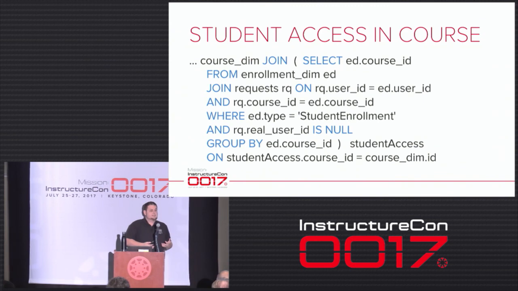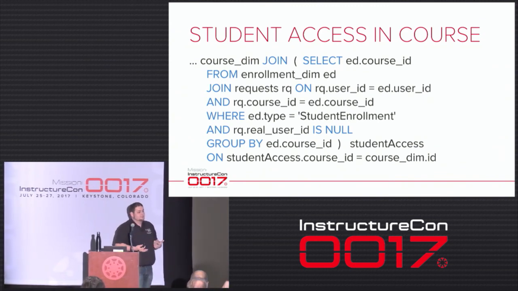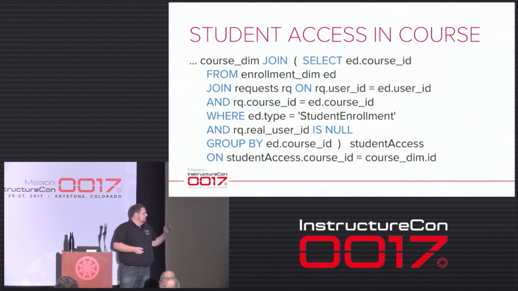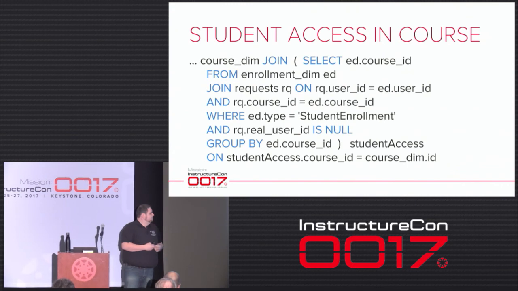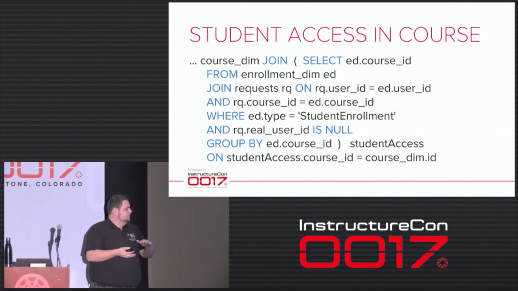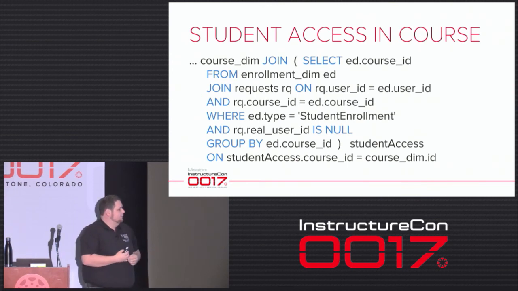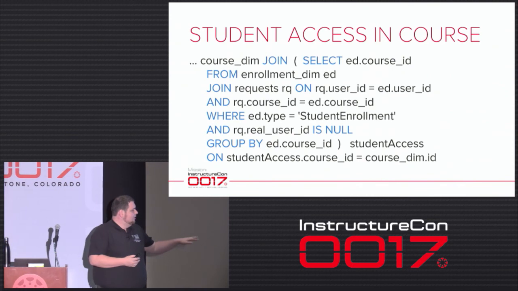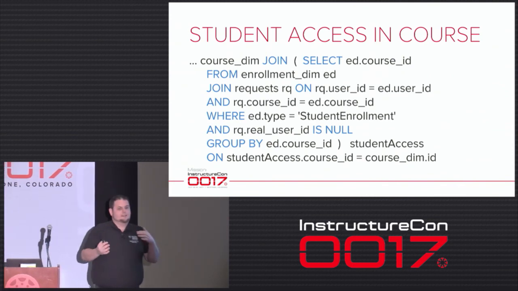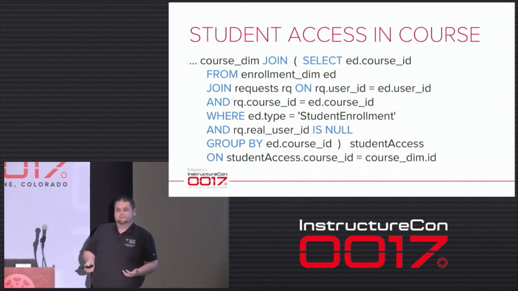And we also guarantee that it's not me or one of my coworkers masquerading as a student to create that activity by looking that the real user ID field on the requests table is null. And then by grouping that by course ID, you just get one record per course. Call that subquery student access and join it to the courses table, and you exclude every course that has no student access.